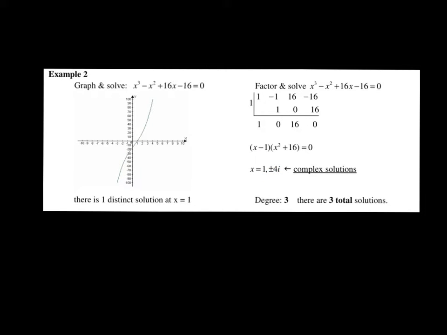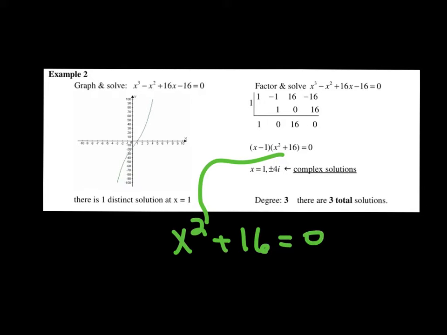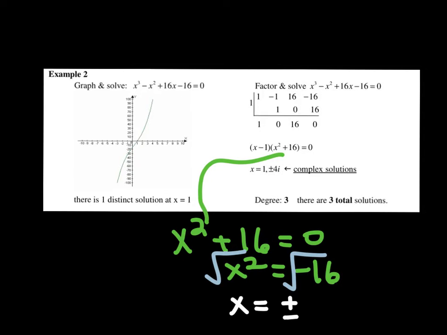How did that happen? Let's remember again that I'm going to take this factor, set it equal to 0, and solve. When I take a square root of this, I know that x is going to be plus or minus. The negative comes out as an i, and the square root of 16 is 4. That's where those other two come from. That would give me a total of 3 solutions: 1, plus 4i, and minus 4i.